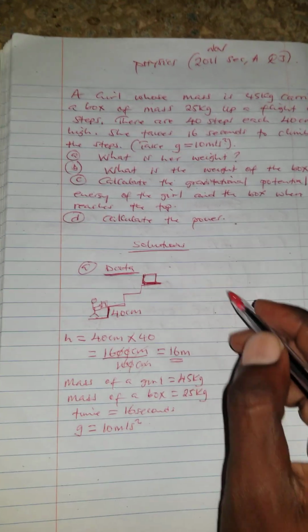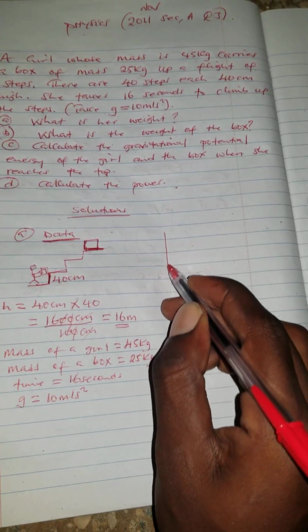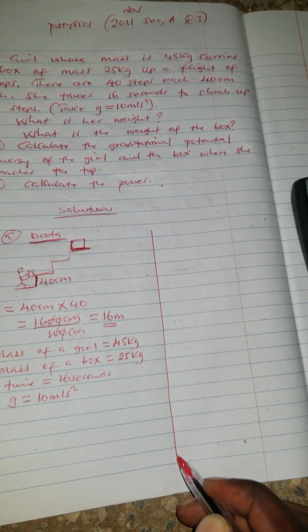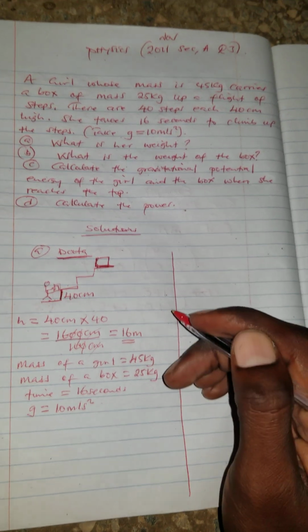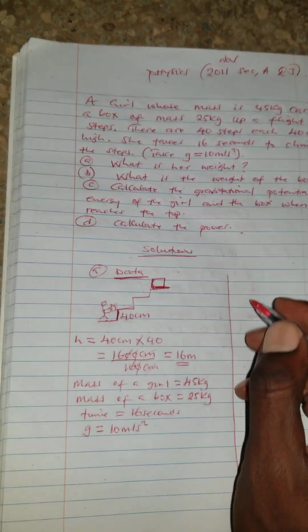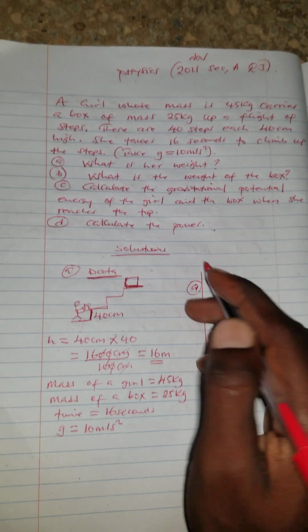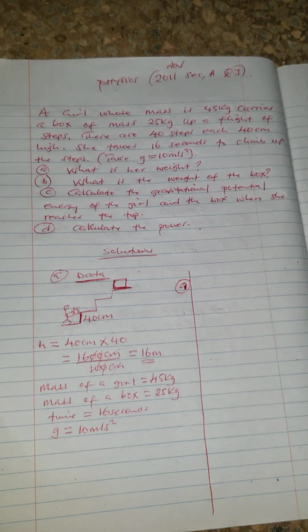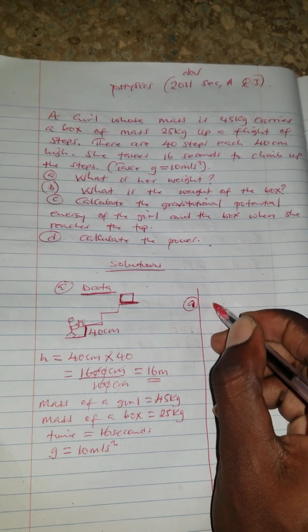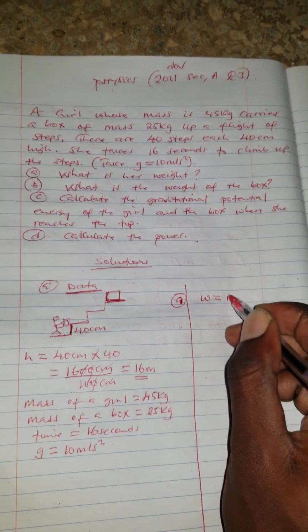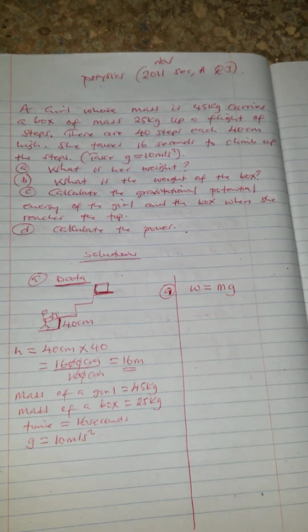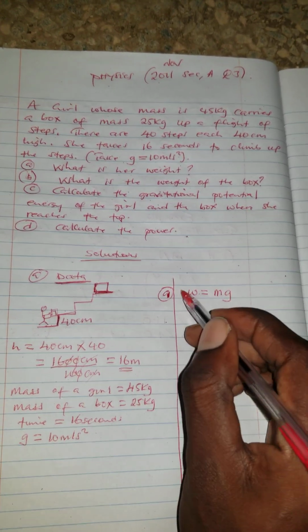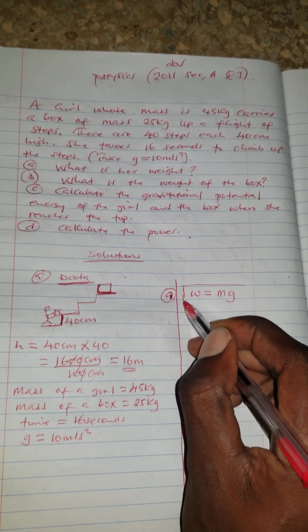Okay, so this is the information that we are required to have in order for us to proceed with answering these questions. So now let us look at A. On A, they are asking us to find the weight. So now how do we find the weight? We use the formula weight is equal to mass times gravity. This is the formula that we use in order for us to find the weight.